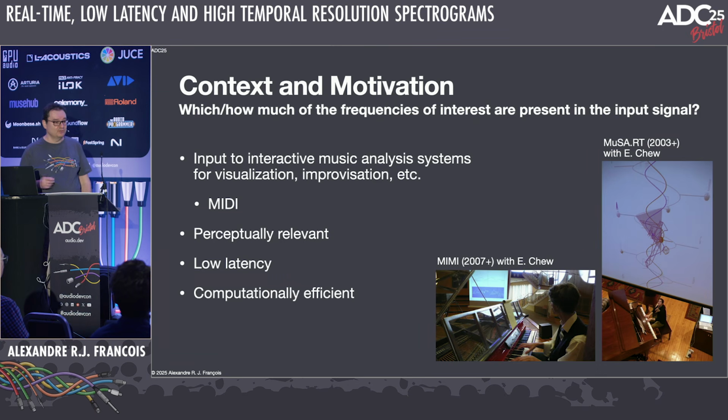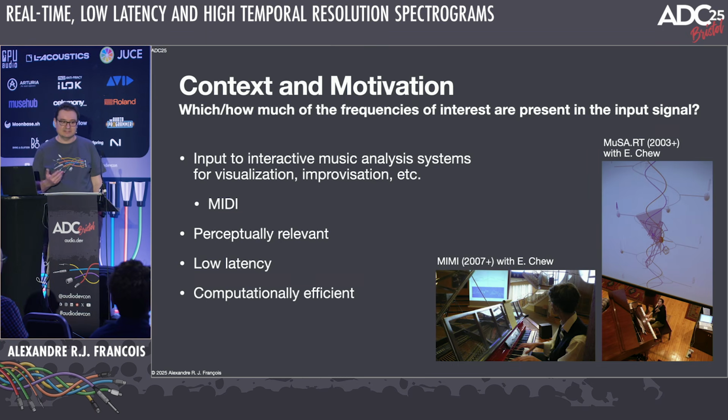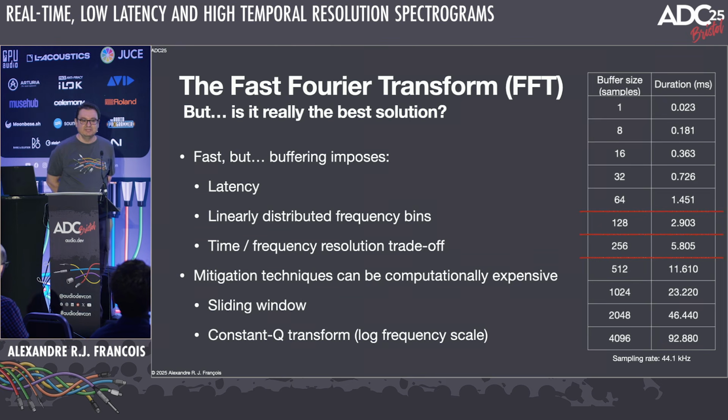So the question that I want to answer really is, which frequencies of interest are present in the input signal, right? That's what MIDI was giving us as a shortcut. In this day and age, or for the past 70 years, the answer seems to be the FFT. But is the FFT really the best solution in all cases?